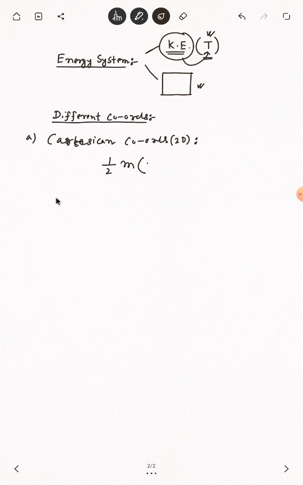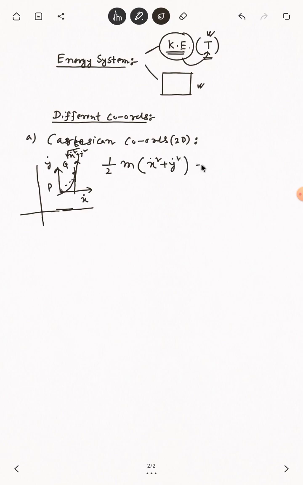Now in two-dimensional motion, take a look at the fact that whenever a particle moves from P to Q, it has velocity in the x direction as x dot, and in the y direction as y dot. So what will be its ultimate velocity? That will be the resultant, acting in this direction. What will that resultant be? That will be root over x dot square plus y dot square. So in the Cartesian system 2D, the expression for kinetic energy will be half m into (x dot square plus y dot square), that is T.